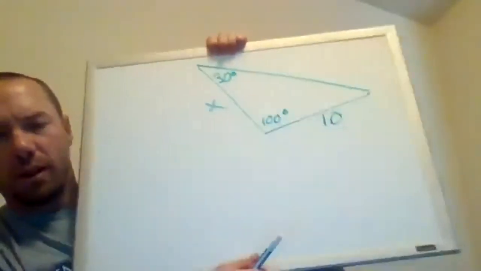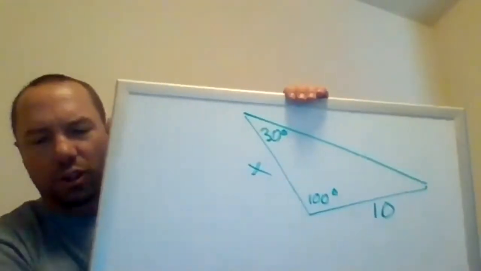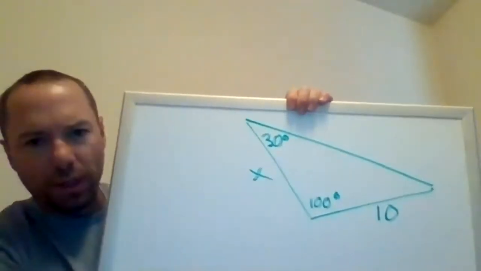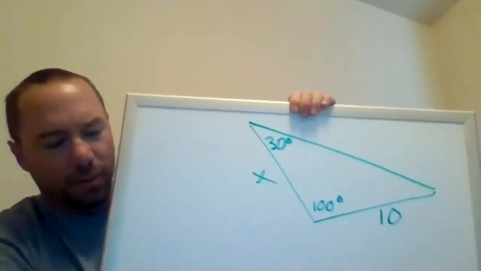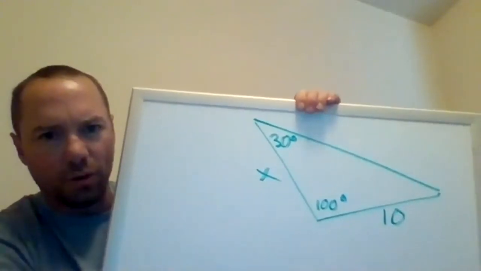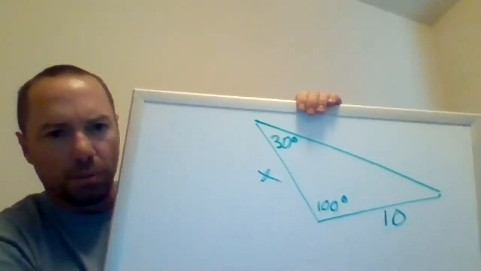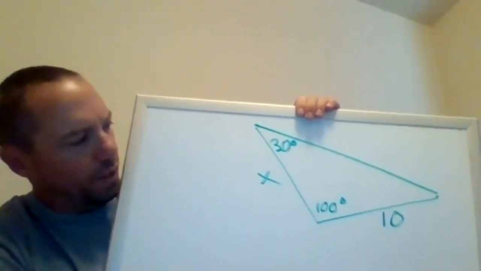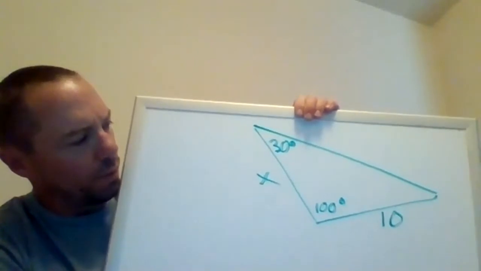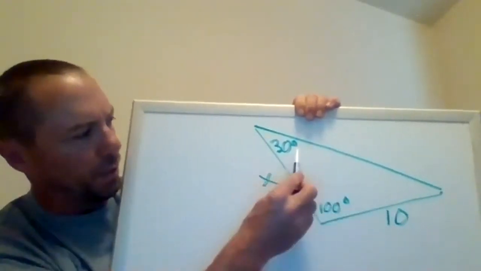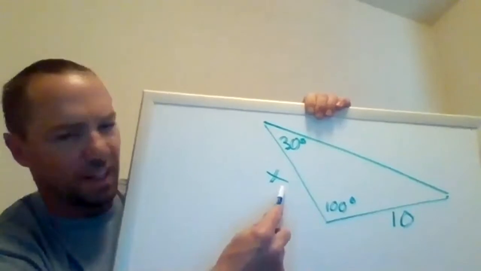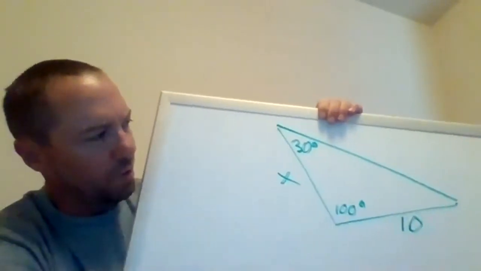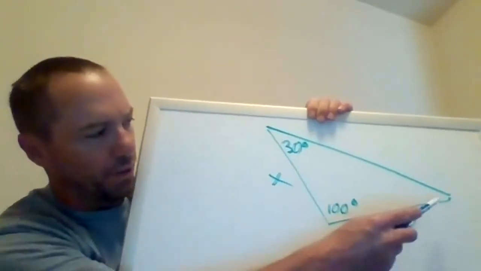All right, so here's our situation. We've got another scalene triangle, a triangle with all different sides, trying to figure out what x is. It's not a right triangle, so I can't use SOHCAHTOA, but I am going to see if I can use the law of sines. Now, we've got a side length of 10, and we know the angle across from it. A side length we're trying to figure out, but we don't know the angle across from x. However, can we figure out this angle?